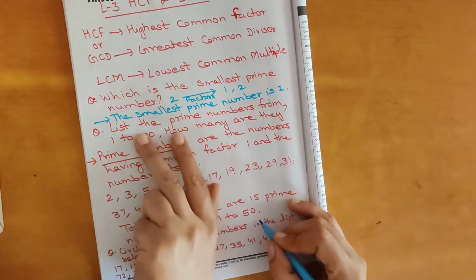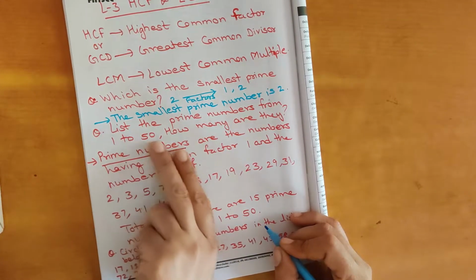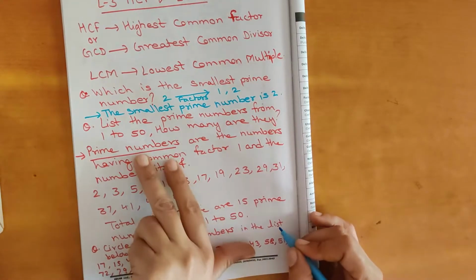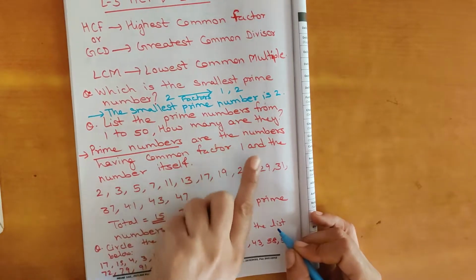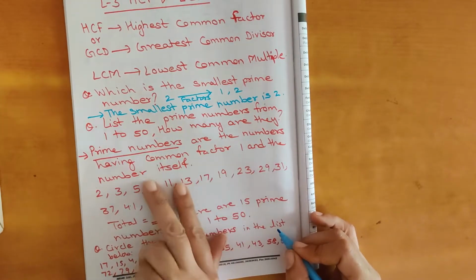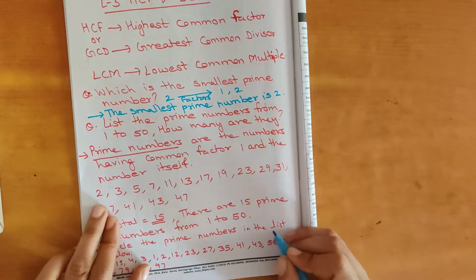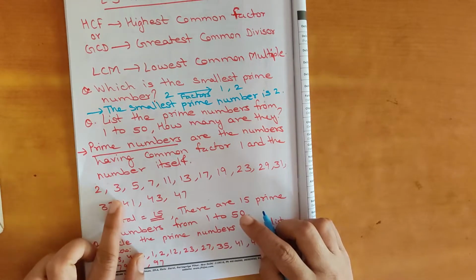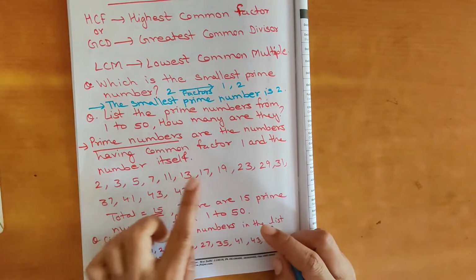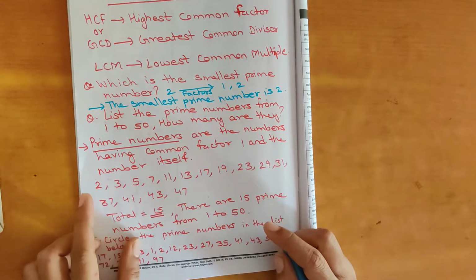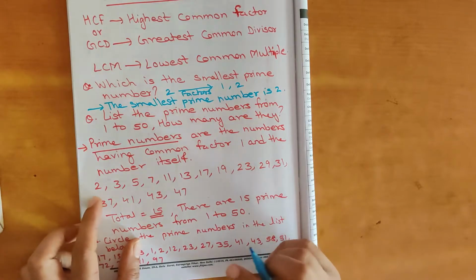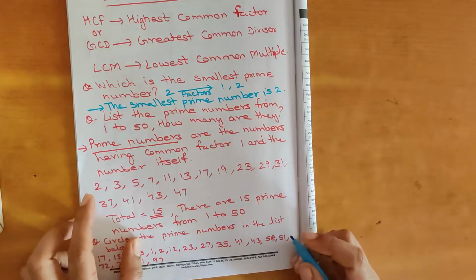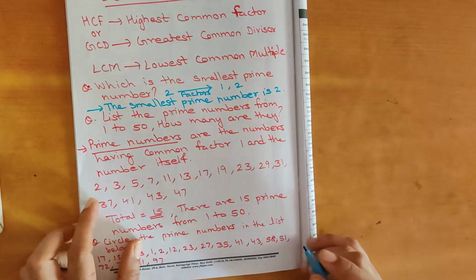Next it is asked, list the prime numbers from 1 to 50. What is a prime number? Prime numbers are the numbers having common factor 1 and the number itself. Just now we have found that 2 is the smallest prime number. You can make the list and find at home. Already we have done it in 5th standard, 6th also, so that's why I have not written all the numbers.